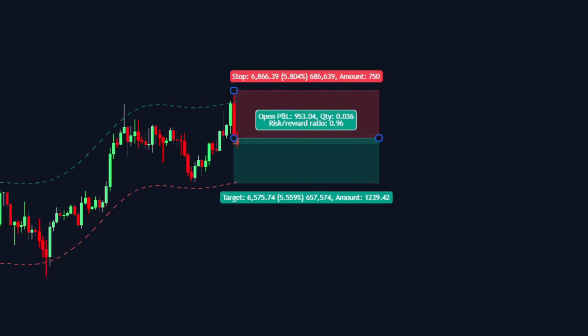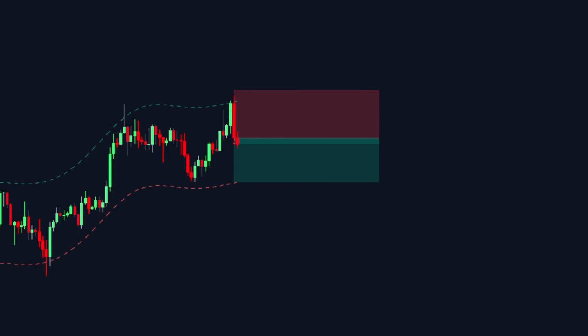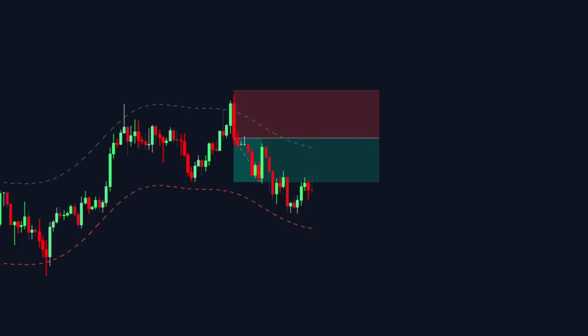Stop loss goes just above the highest wick that touched the upper band. If price closes a full candle above the band after your entry, that setup is invalid and you exit immediately. Take profit targets the lower band. If bearish momentum continues, trail the position down using a trailing stop loss.